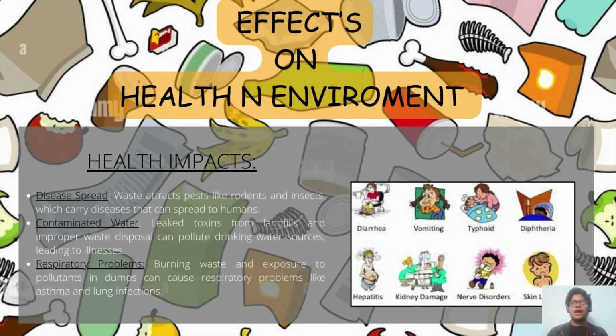Now let's see another key impact, that is contaminated water. Toxins leaking from landfills and improper waste disposal can pollute drinking water sources. These toxins can include heavy metals, industrial chemicals, and organic matter. When consumed, contaminated water can cause a variety of health problems, including gastrointestinal illness.